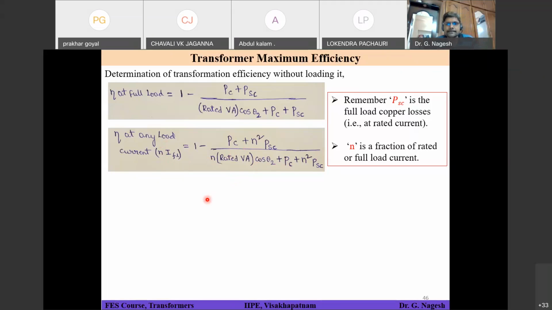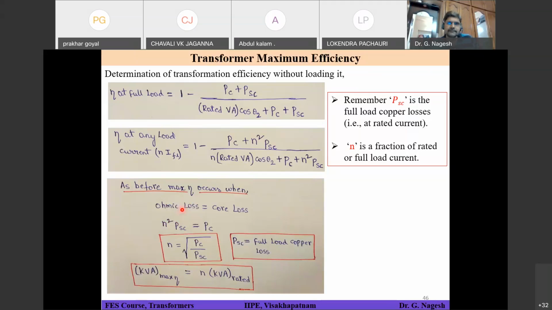Got it? Is it clear? Okay. So why has this formula changed? Okay, right, so this part we have already seen.